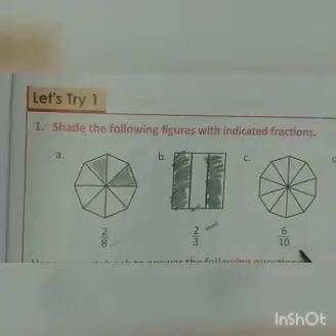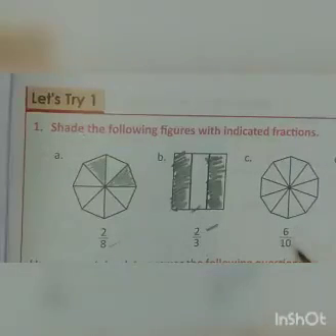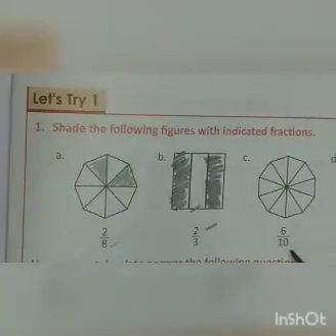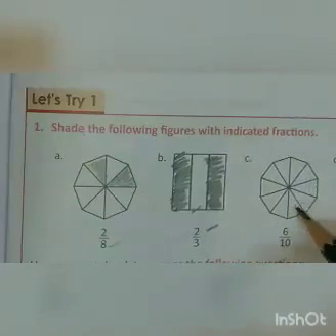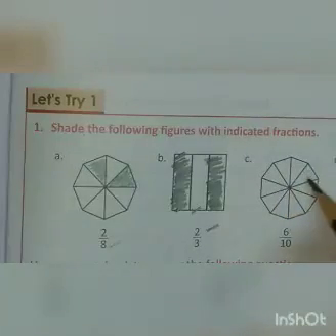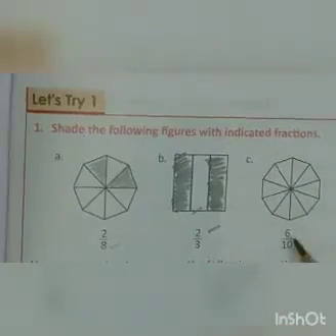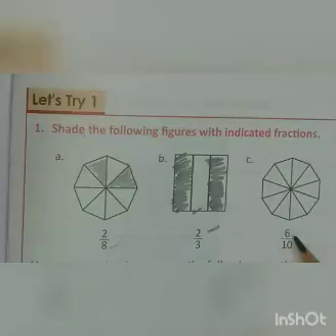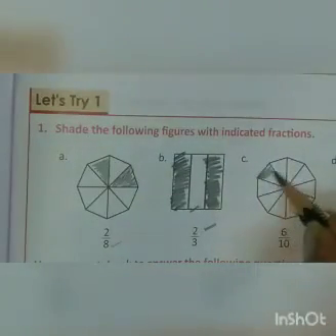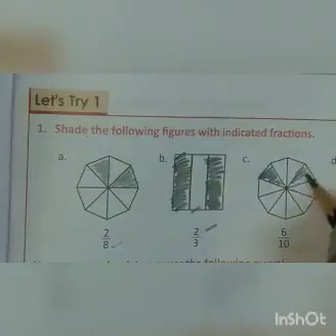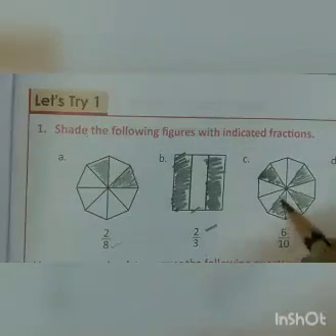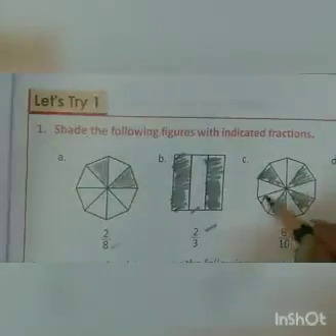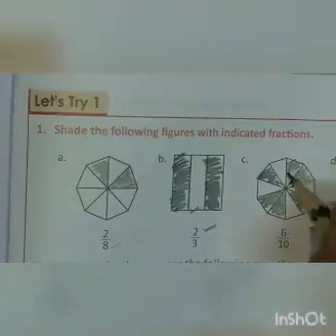In the third example, the fraction is 6 upon 10. The denominator 10 indicates the whole figure is divided into 10 equal parts: 1, 2, 3, 4, 5, 6, 7, 8, 9, 10. The numerator, that is 6, indicates the number of parts which have to be shaded. So we can shade any of the 6 parts to indicate the given fraction: 1, 2, 3, 4, 5 and 6.